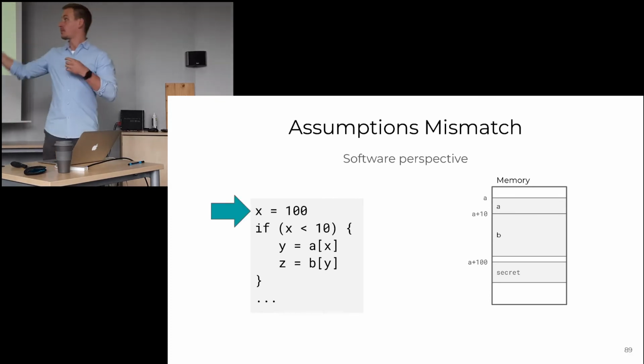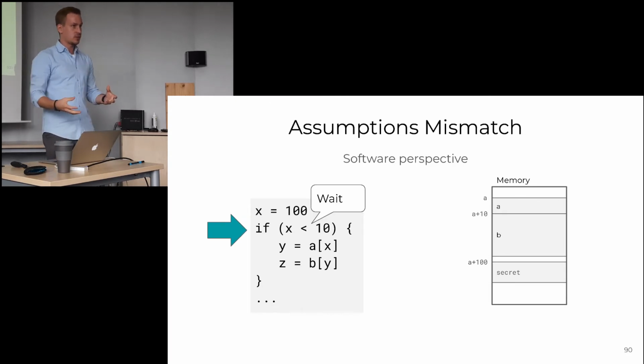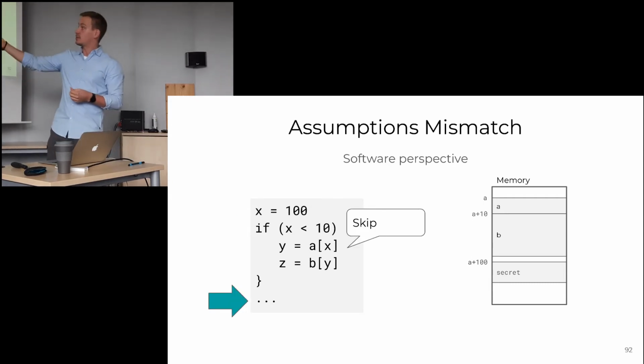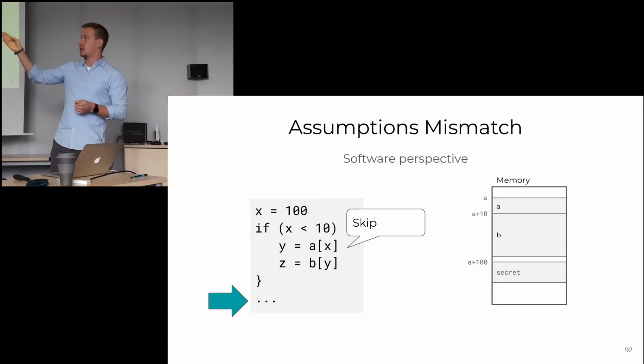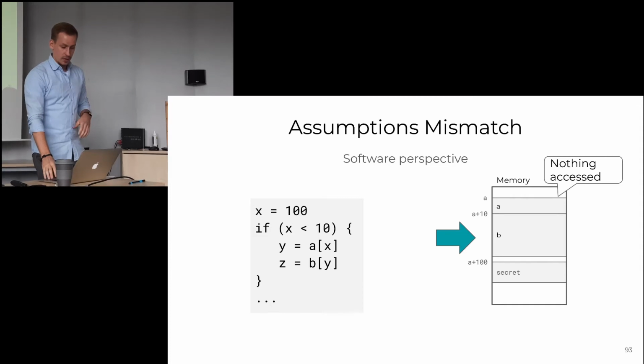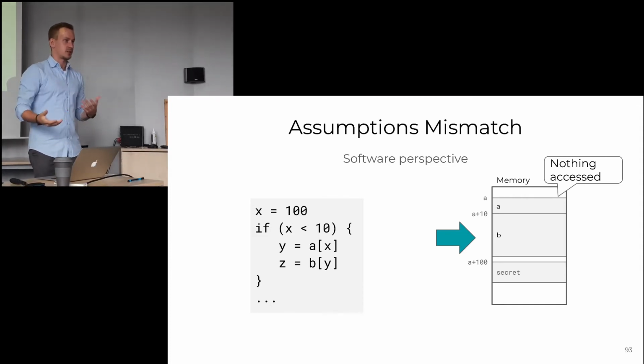The software thinks that we first assign the value to X, then we execute a conditional branch. Even if this conditional branch is slow, we will wait for it to resolve. We will see that it's actually false, and then we will skip these two actions. So X is 100, but it's less than 10, so we are skipping this branch, and we will finish executing. And there will be no memory accesses here. So from the software perspective, there shouldn't be any side channels here.